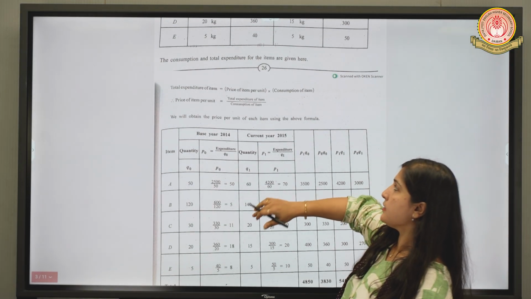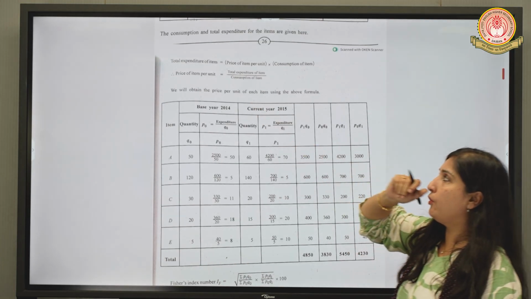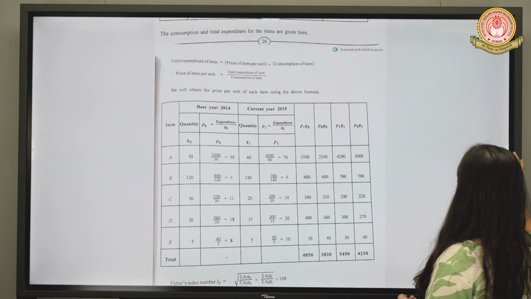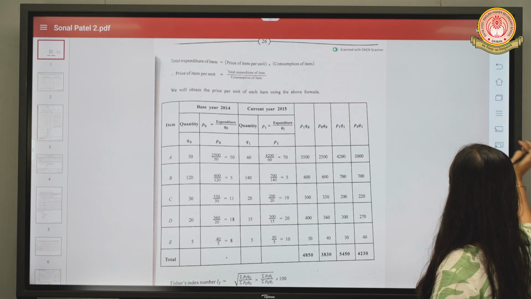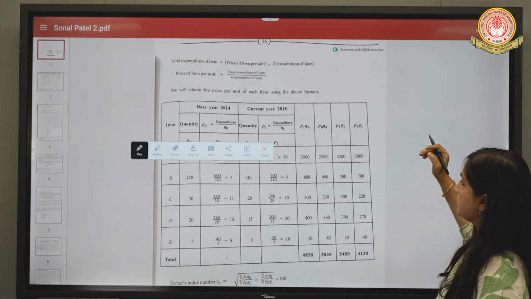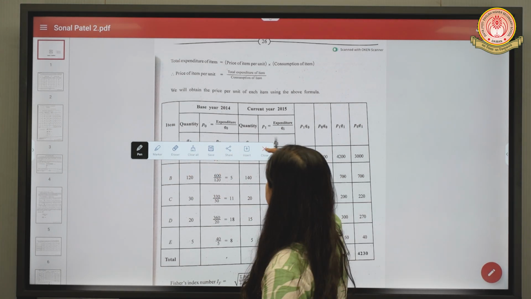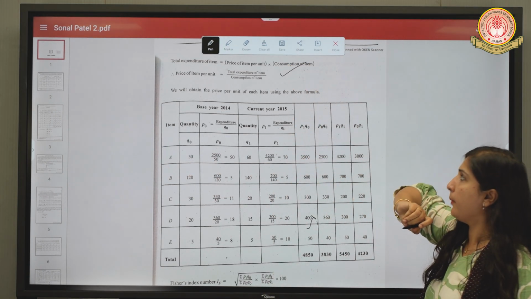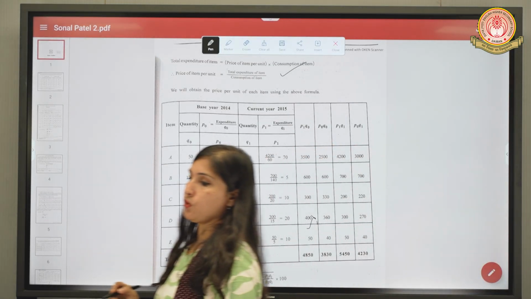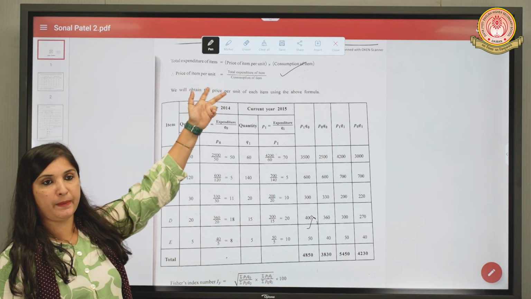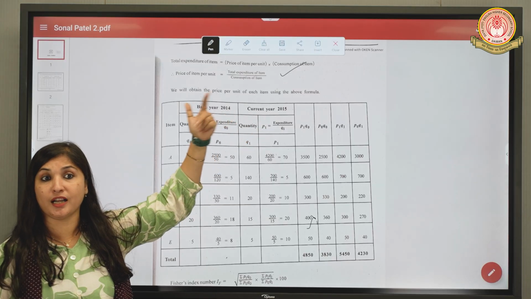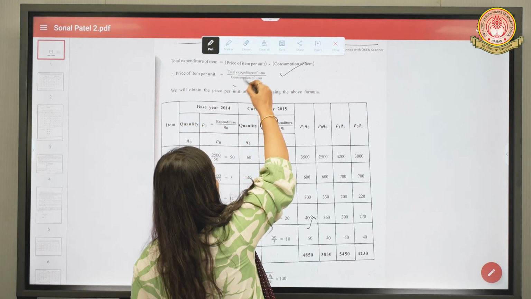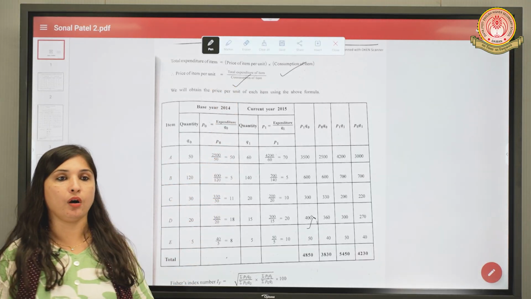Okay, what we have to do, we know price into quantity is total expenditure. So in this question price was not given. So what we did is total expenditure divided by consumption. Consumption is what? Quantity. Yes, consumption is quantity, so we divided by consumption and that we got the price.